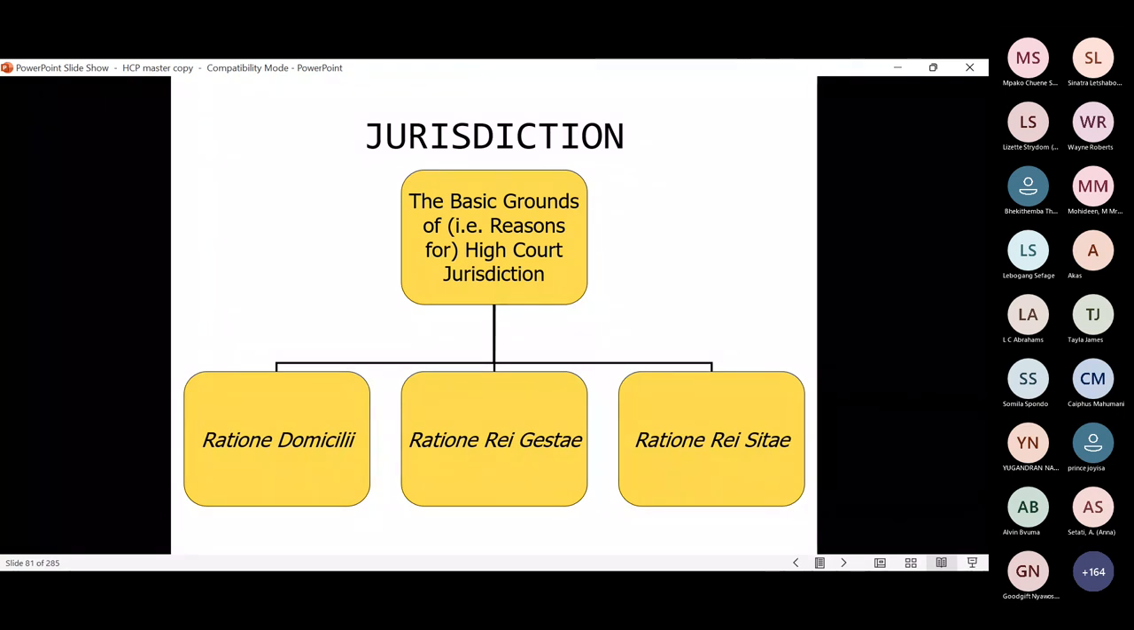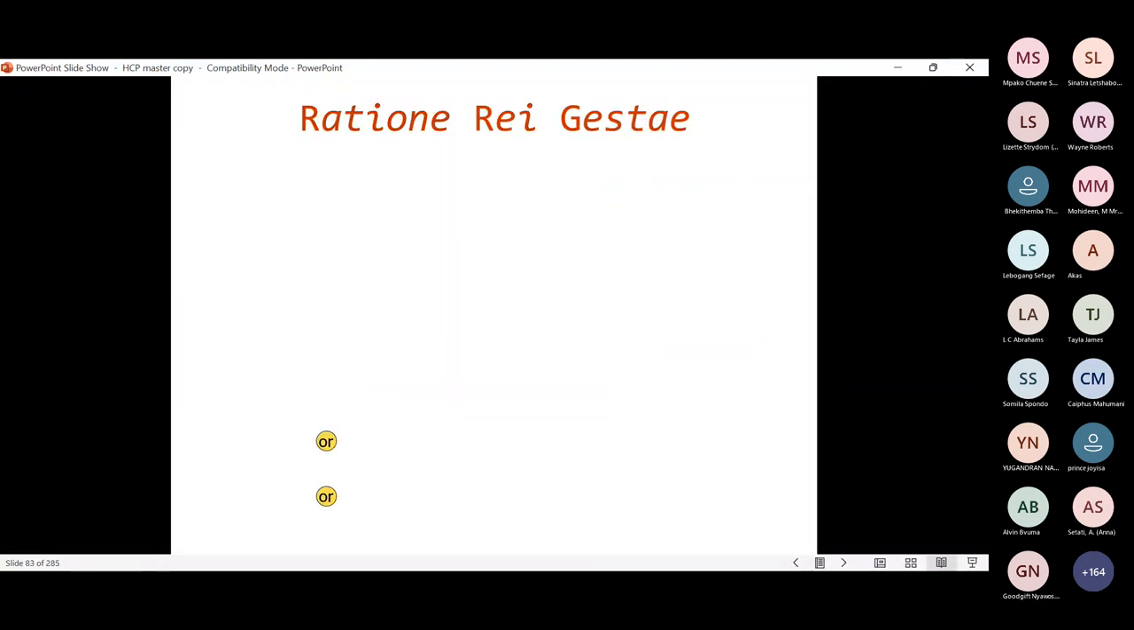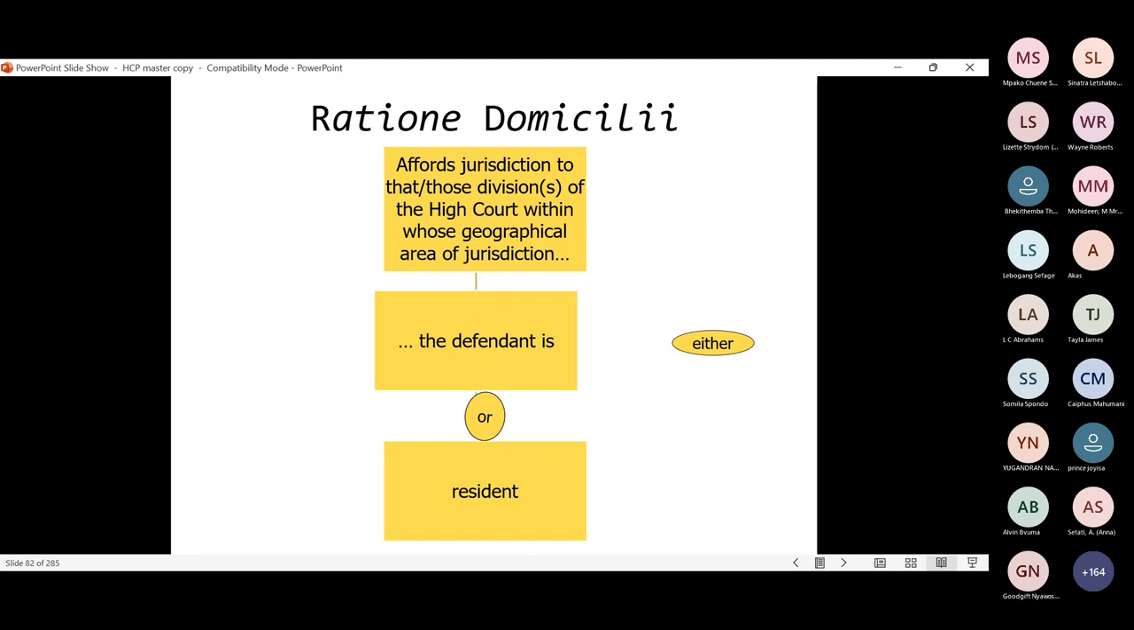The reasons for jurisdiction, why the court would have jurisdiction: ratione domicilii, by reason of domicile; ratione rei gestae; and ratione rei sitae. Rei gestae is where the cause of action arose, and rei sitae is where property is situated. So domicilii affords jurisdiction to the area where the defendant usually resides or is domiciled.